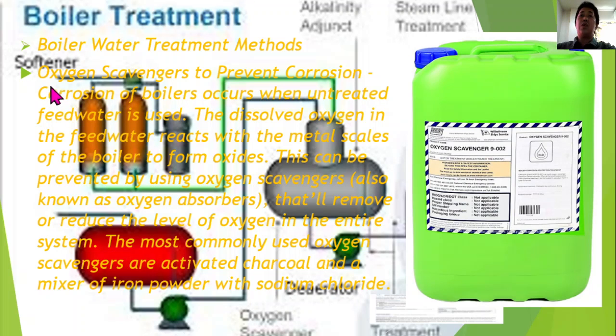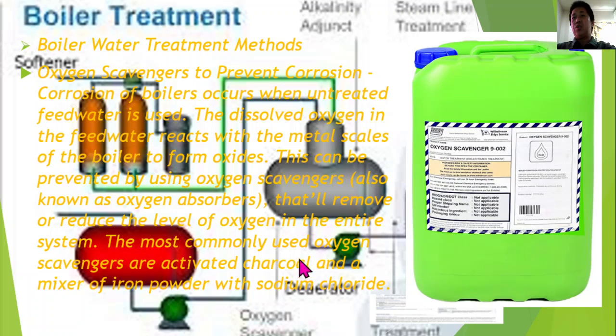So, oxygen scavengers to prevent corrosion. Corrosion of the boilers occurs when untreated feed water is used. The dissolved oxygen in the feed water reacts with the metal scales of the boiler to form oxides. This can be prevented by using oxygen scavengers, also known as oxygen absorbers. That will remove or reduce the level of oxygen in the entire system.